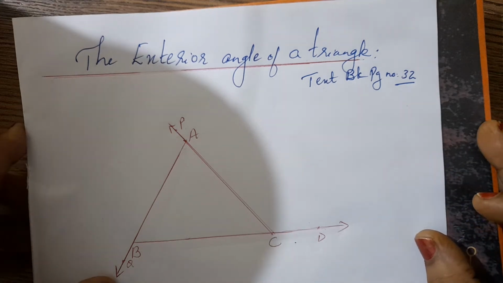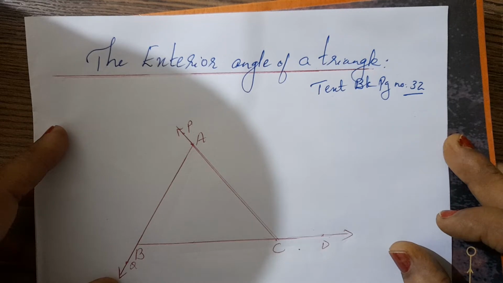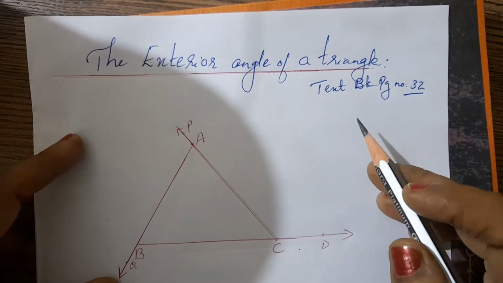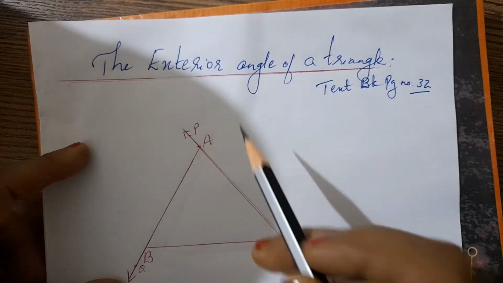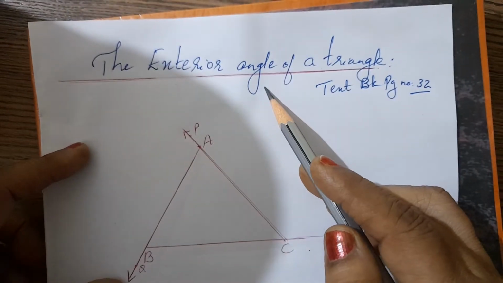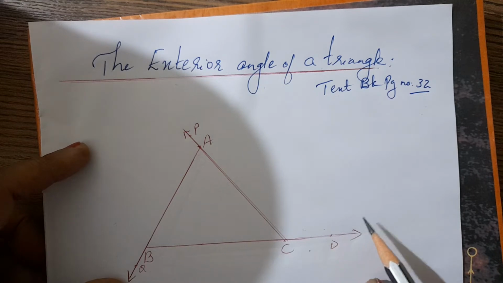Hello everyone. In this video, we will be learning about the exterior angle of a triangle. It is from chapter number 4 and textbook page number 32. Now, as the title says, exterior angle of a triangle. So children, an angle which is outside the triangle, right?